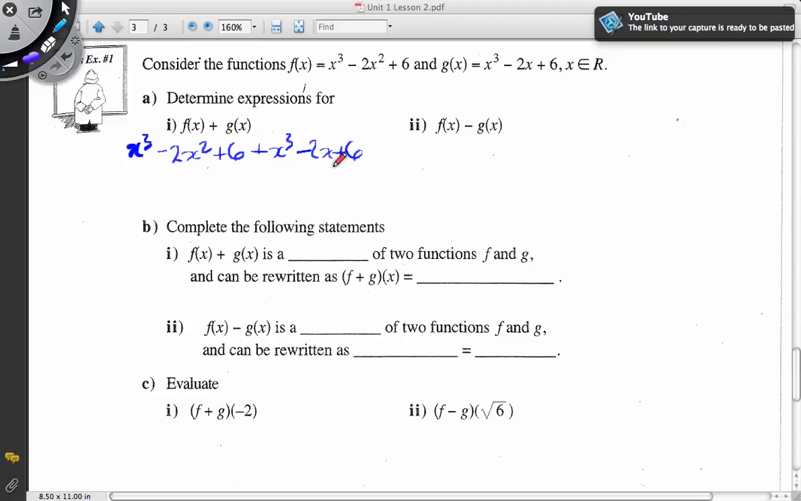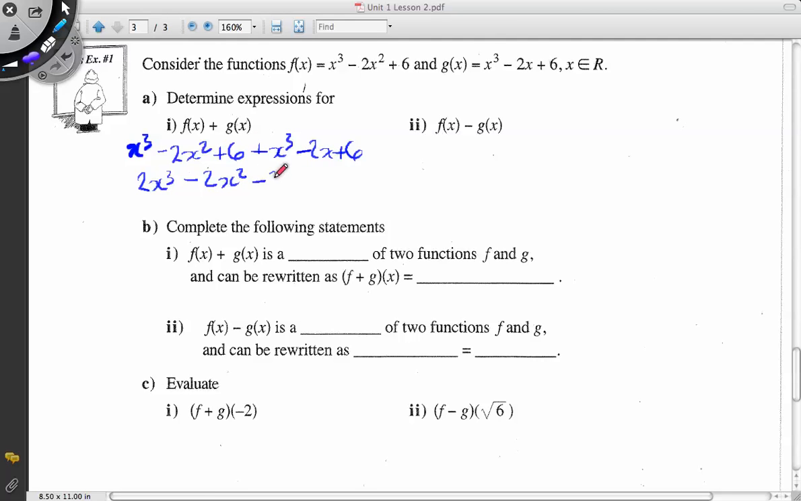So if we go ahead and add all this up, we'll get 2x cubed, we've got negative 2x squared, so that's the only squared term here, so we can put that next as negative 2x squared. X terms, negative 2x here, so negative 2x, and then finally 6 plus 6 is 12. Similarly, we can subtract the functions, and you should be able to do that by now.